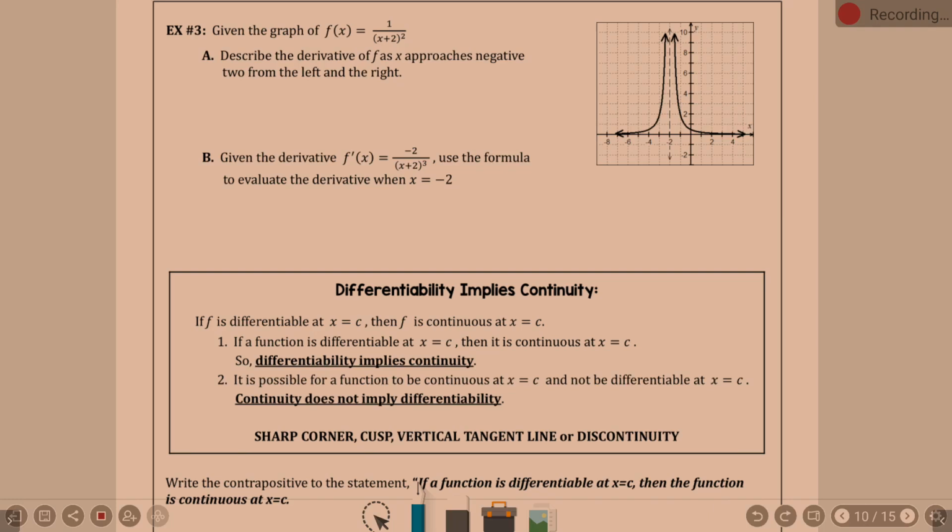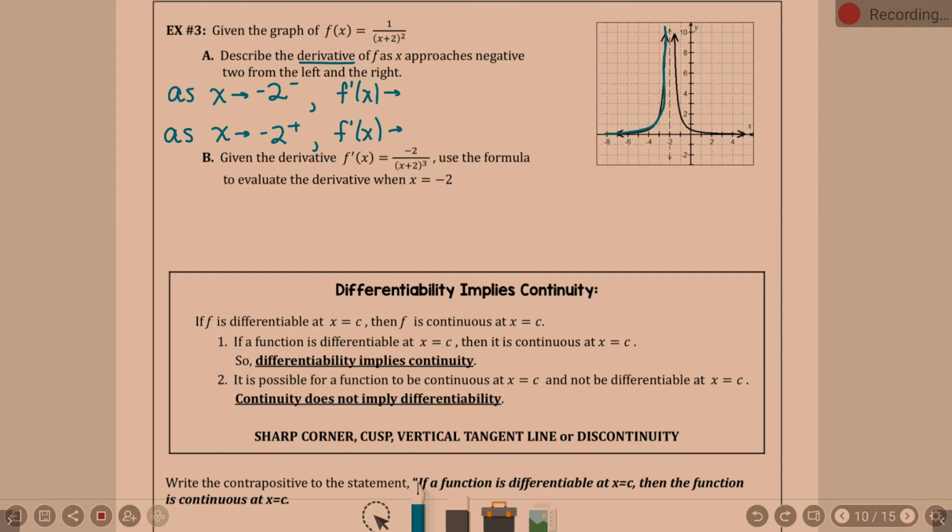So let's look at both sides here. We're going to look as x approaches 2. Wait, it's not 2, is it? It's negative 2. As x approaches negative 2 from the left, and as x approaches negative 2 from the right, I want to know what the derivative does. So I'm going to say, what does f prime of x do? I'm going to use that notation. As we approach negative 2 from the left, so that's on this side of the graph, yes?